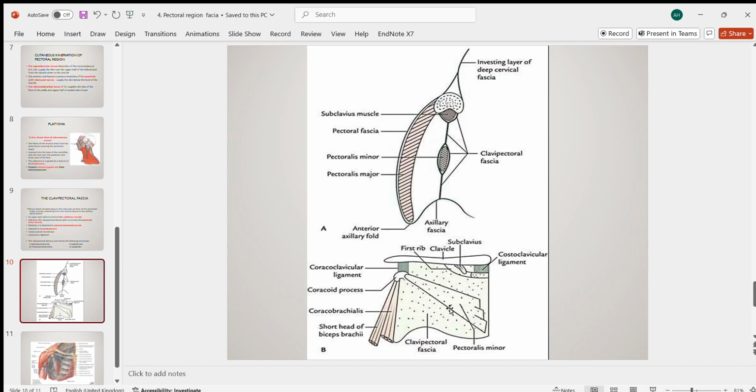In this picture, we can see this is the clavicle and this is the entire extent of the clavipectoral fascia. This picture is from the side. We are looking at the cross section of the clavipectoral fascia. And in this picture, we are seeing the clavipectoral fascia from the front. So here, this is the clavicle, the upper extent of clavipectoral fascia. It goes down till the pectoralis minor muscle, and then it further goes down and becomes continuous with the axillary fascia here. Medially, clavipectoral fascia is attached to the external oblique muscle, and laterally it is attached to the coracoid process of the scapula.